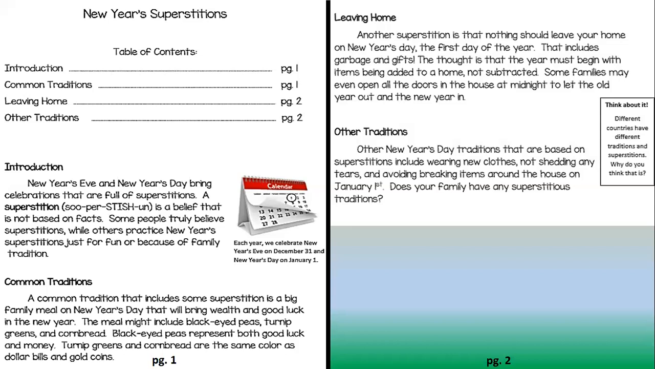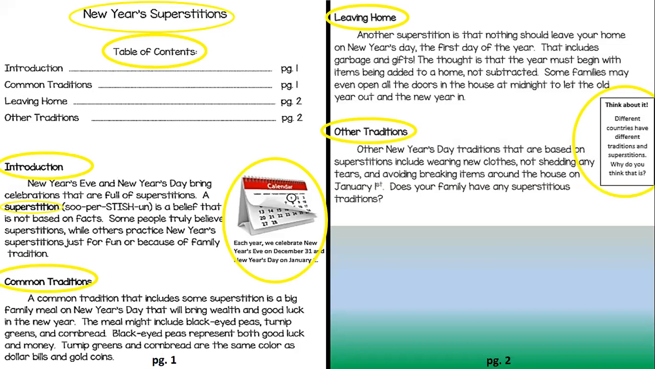I want you to make sure that you are watching out for our text features. I have some of them circled here in yellow. So we have our subheadings, our headings, our table of contents. We even have a word listed under the heading introduction. We have the word superstition, which is in bold print. So that we know is going to be an important word that we need to focus on. We also have a picture of a calendar with a caption underneath it and some other information. So please make sure that we're looking at all this while we read, because we will have a couple of questions that we need to answer.